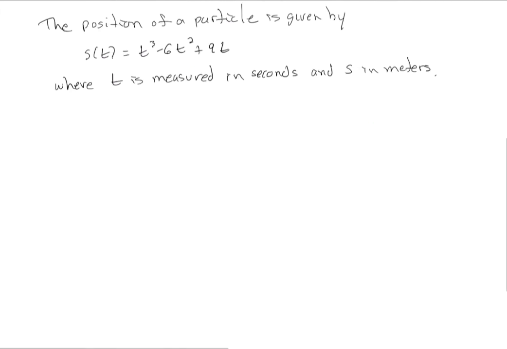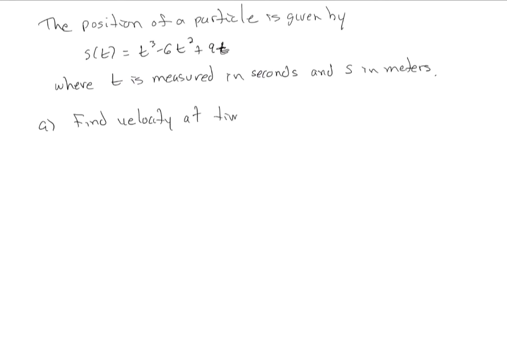As a first example, let's revisit the application of velocity. So in this example, we have the position of a particle moving in the plane given by s of t equals t cubed minus 6t squared plus 9t, where t is measured in seconds and s in meters. So let's do a couple different parts here. Let's say part A, what we want to do is find the velocity at time t. So we want to do this in an arbitrary manner.